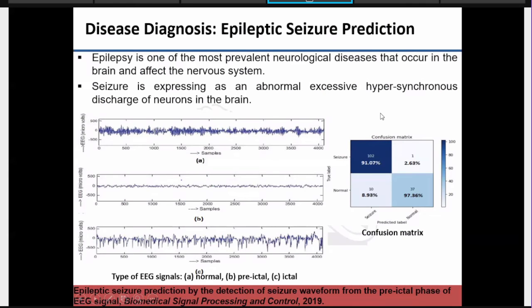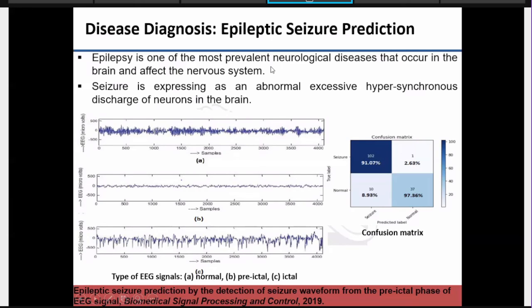We also have some work on epileptic seizure prediction. Epileptic seizure prediction is also done in a similar way. I do not want to go into details of this machine learning paradigm that I showed, because these are more on the machine learning aspects, but I just give you the concepts of what we wanted to do. Epilepsy is one of the most prevalent neurological diseases.